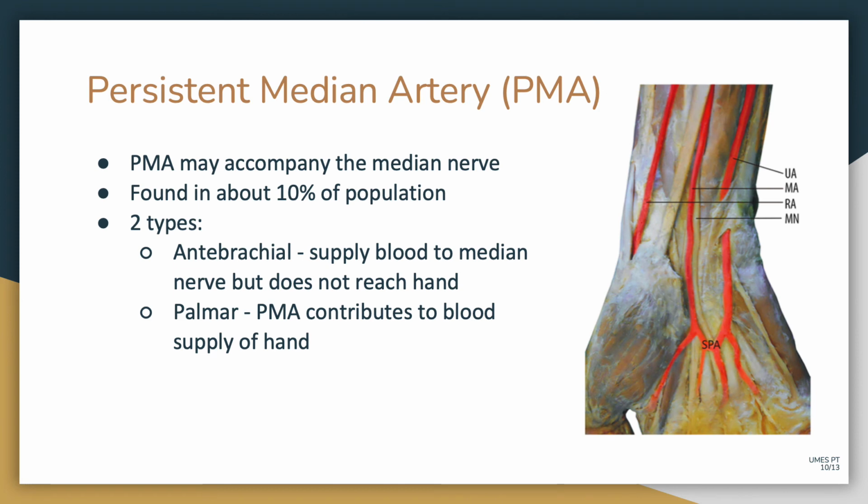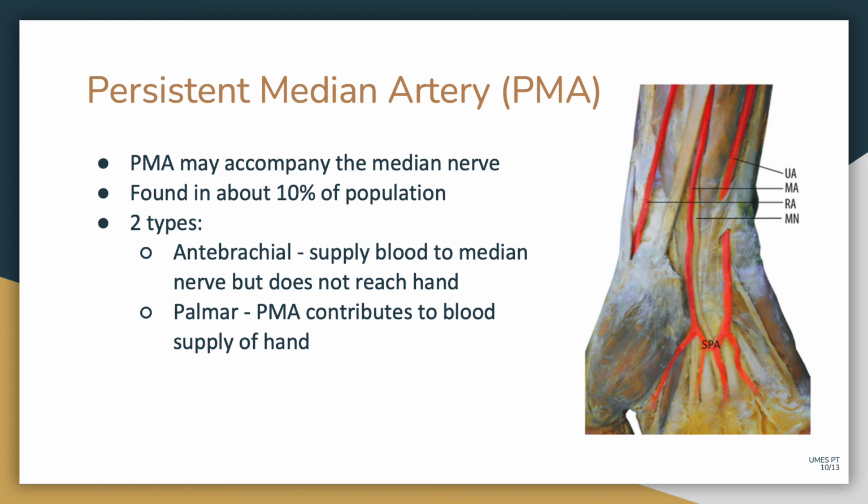So now we will talk about the persistent median artery. This is found in about 10% of the population. Typically the ulnar artery and radial artery are supplying the blood to the hand. The ulnar artery would travel alongside the ulnar nerve and form the superficial palmar arc, and the radial artery would form the deep palmar arc. But in the case of the persistent median artery, it could actually supply blood to the hand as well.